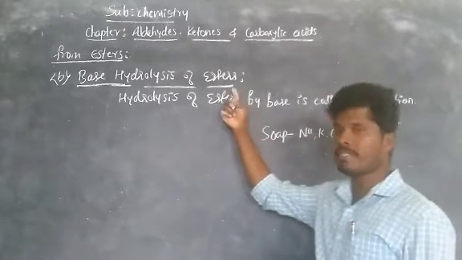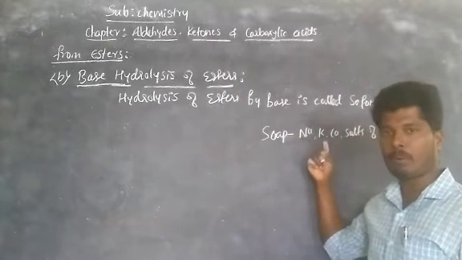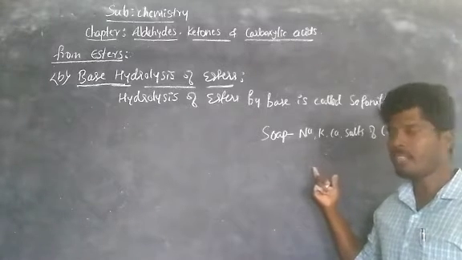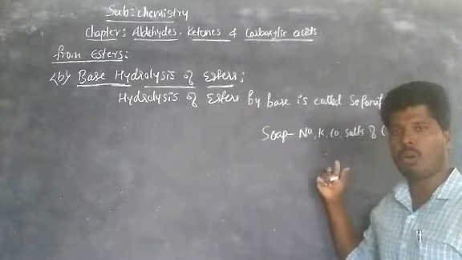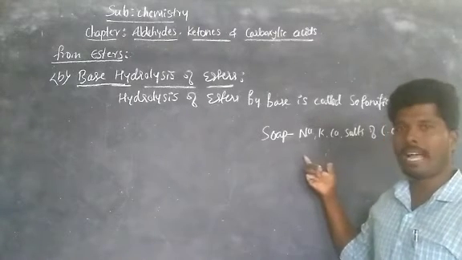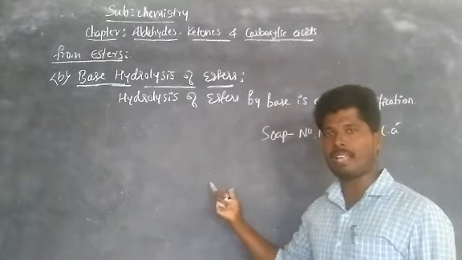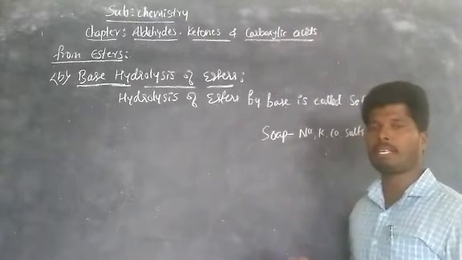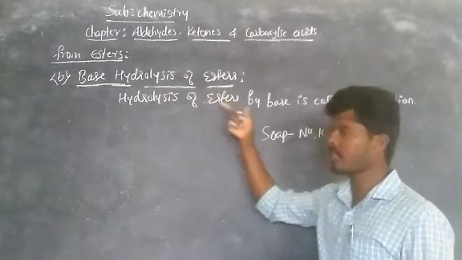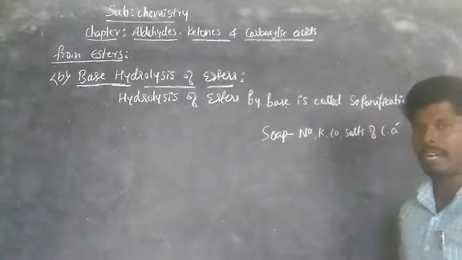Now, in the hydrolysis of esters in the presence of bases such as sodium hydroxide, potassium hydroxide or calcium hydroxide, you get the respective salts of the carboxylate ion along with alcohols. That carboxylate ion, when neutralized with HCl or any acid, gives the respective carboxylic acid. So the base hydrolysis of esters is called saponification. Got it? Now observe the chemical reaction.